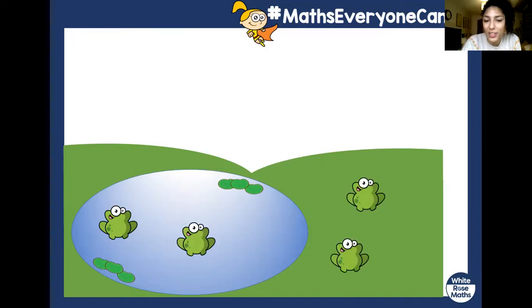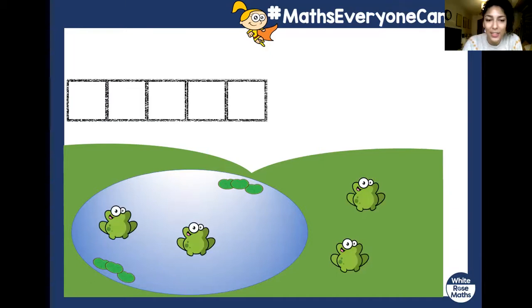All right, let's have another look then. So how many frogs can you see in the pond? 2. Good counting. And how many on the grass? 1, 2. Fantastic. So to work out how many altogether, we're going to use our 5's frame again. There's 2 and 2. How many altogether?